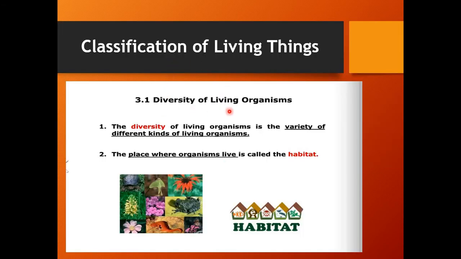Diversity of living organisms. The diversity of living organisms is a variety of different kinds of living organisms. Previously you already learned that you have two types of organisms, which are the unicellular and multicellular organisms. Unicellular organisms are made up of only one type of cell, for example virus, bacteria and also yeast. Multicellular organisms are organisms made up of many different types of cells, for example animals, plants and also humans.